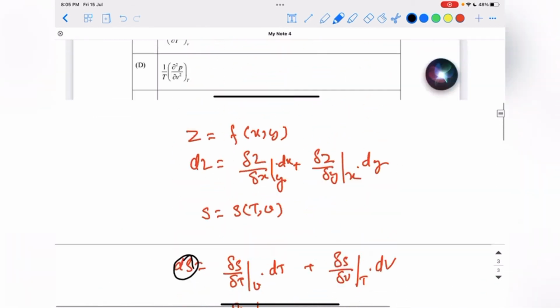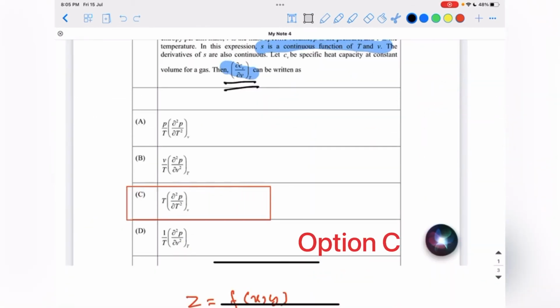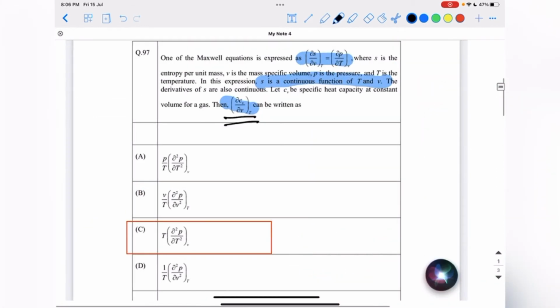Now from the given options, C is correct. So this was the actual procedure to solve this question, but there are chances that you may not know during the exam how to proceed with such types of questions. In this question we have to find delta CV by delta V at constant T. Suppose you don't know anything and don't know how to proceed, you can apply this trick, and still you may get the right answer.